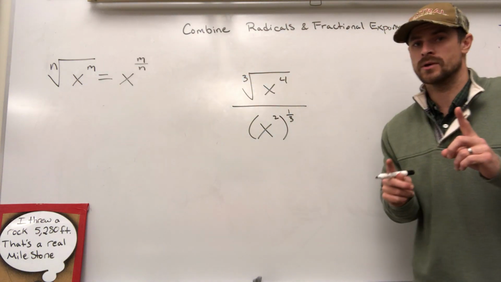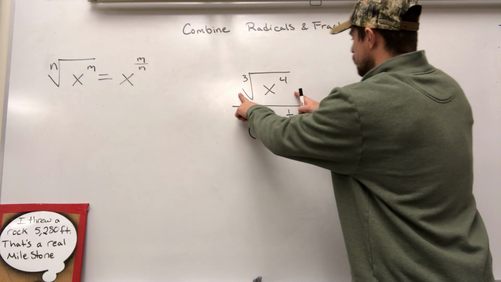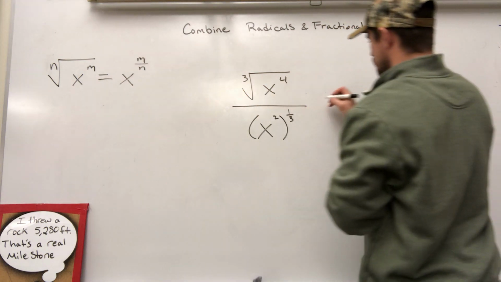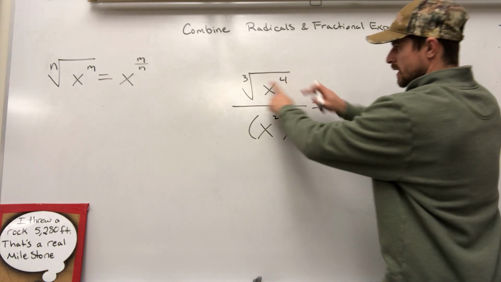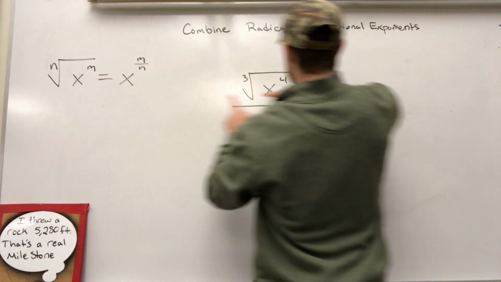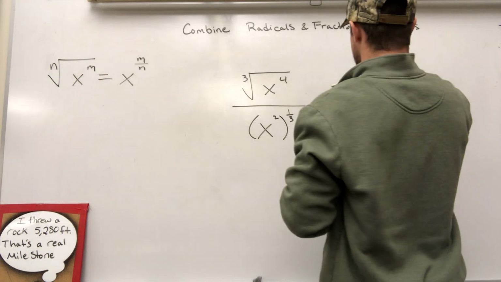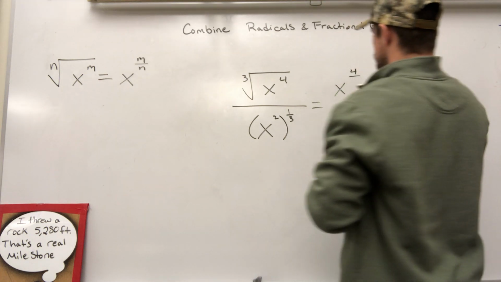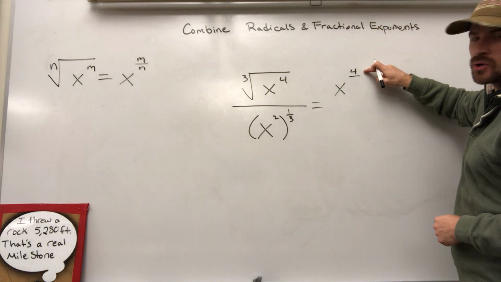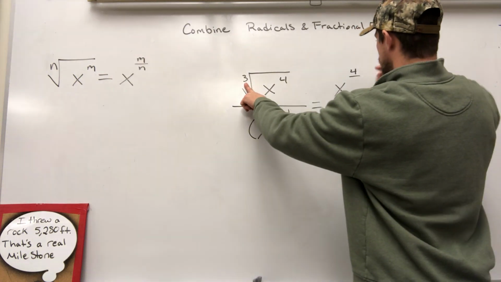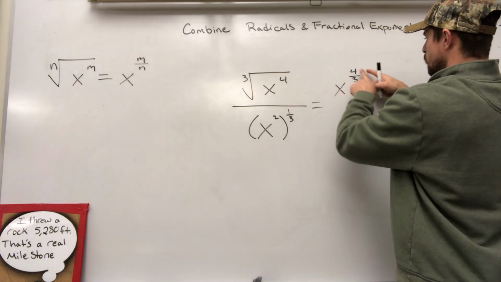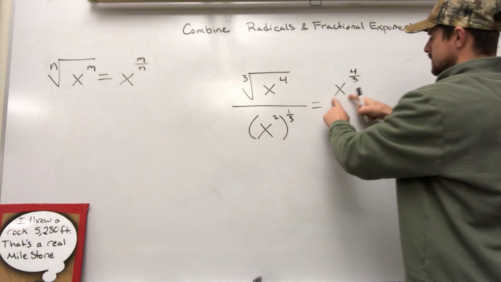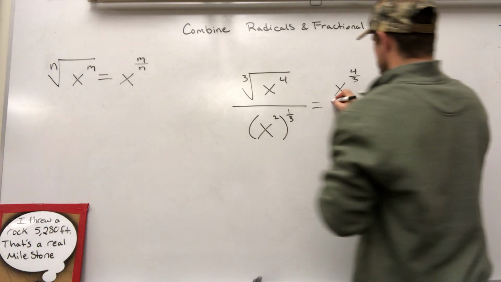So first and foremost, can we turn this radical into a fractional exponent? And the answer is yes. That 4, notice the m and the m, means it's going to go at the top. So I'm going to have x to the 4th, 4 is my numerator, over 3. So this really is just saying x to the power of 4/3.